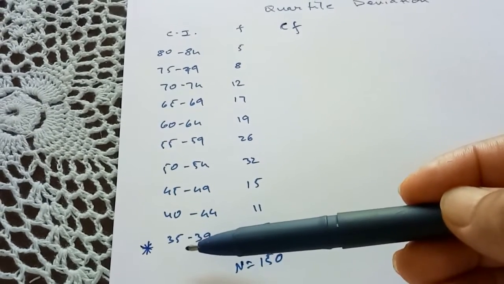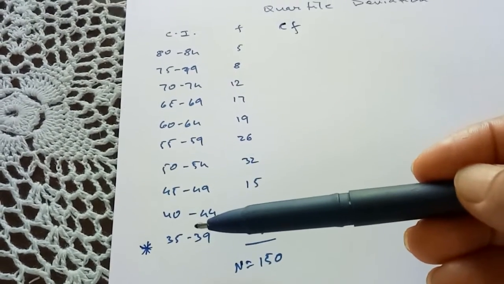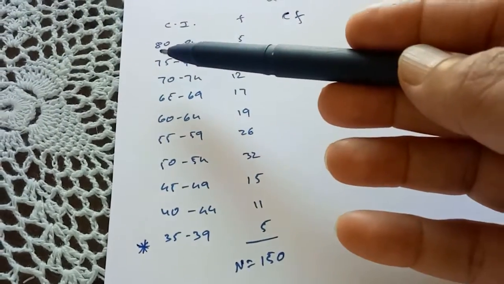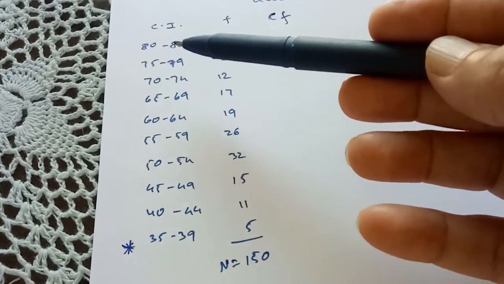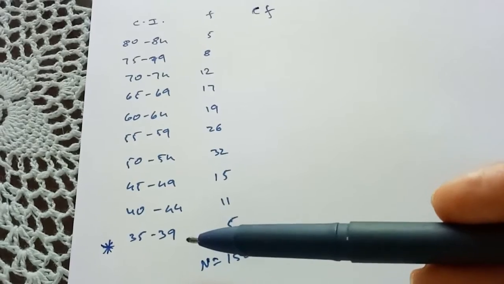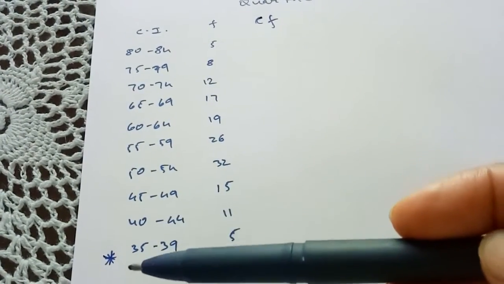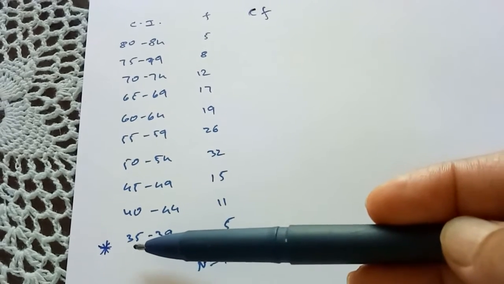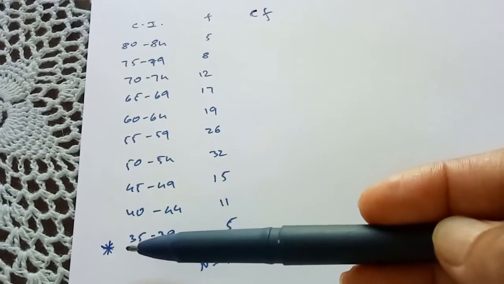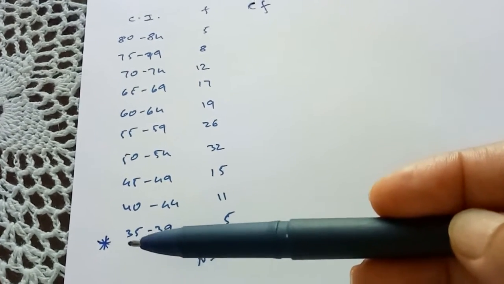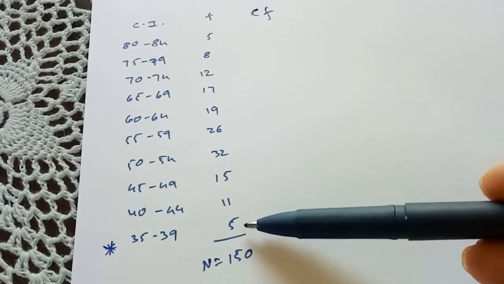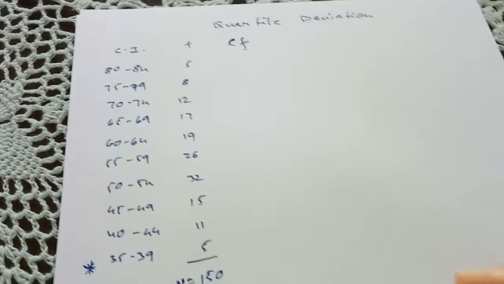Now remember, the same distribution can be given as starting from 35 to 39, 40 to 44, down to 80 to 84. No matter where these class intervals are placed, the lower end will always be the lowest score, that is 35 in this case. So you start adding the frequencies from the lower end. This is the lower end.